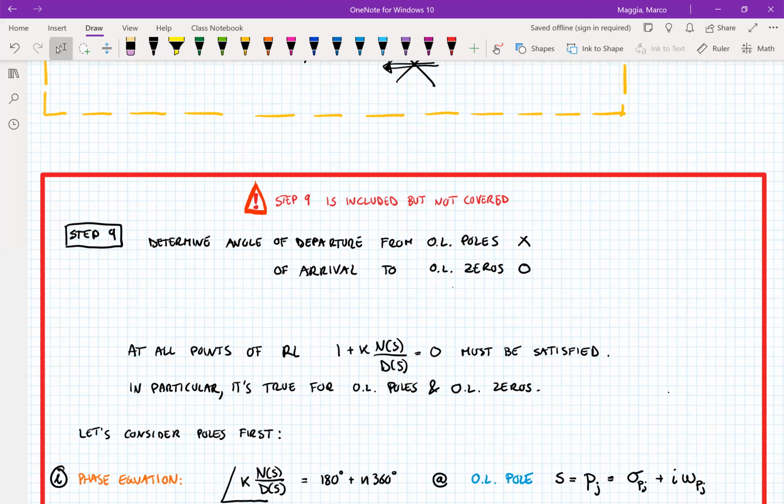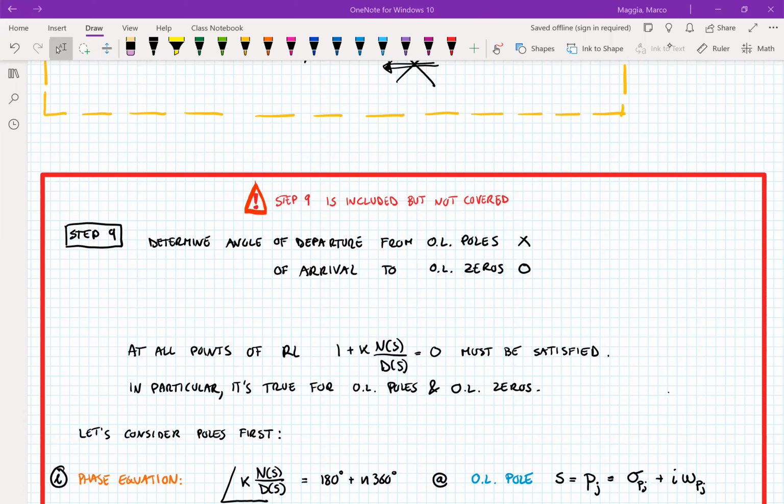Now, step 9. I wrote it down here, but I'm not going to cover it because it's quite lengthy, and I don't think it's strictly necessary for you to learn, because in the end, we can always retrieve the root locus using MATLAB. Well, let me tell you what this step is all about. This will determine the angle of departure of the root locus from open loop poles, or the angle of arrival to open loop zeros.